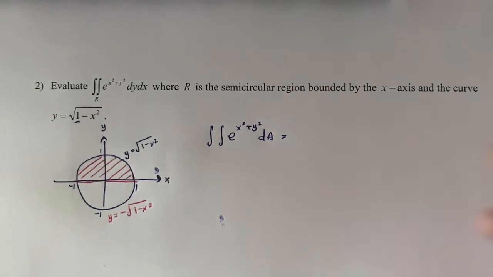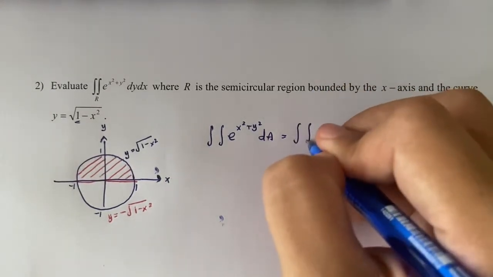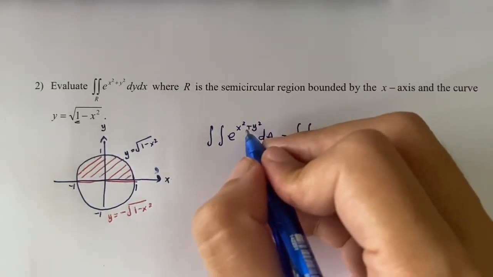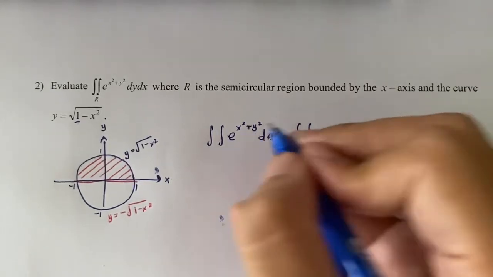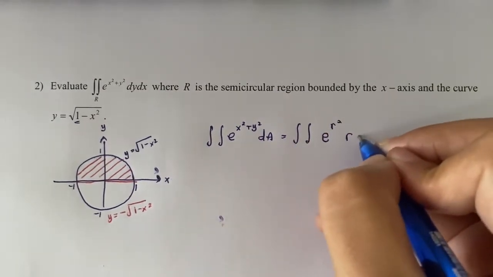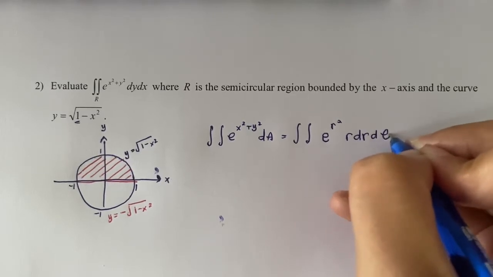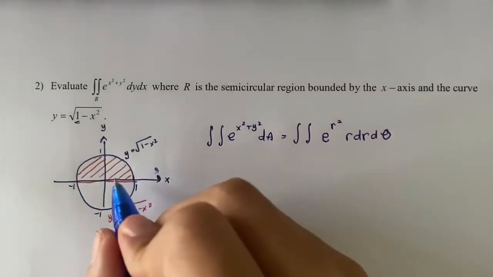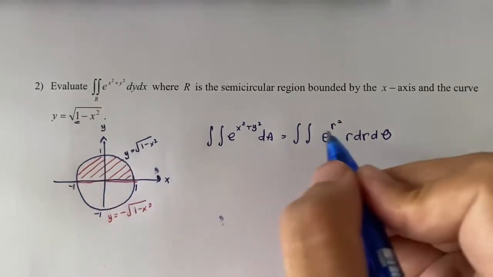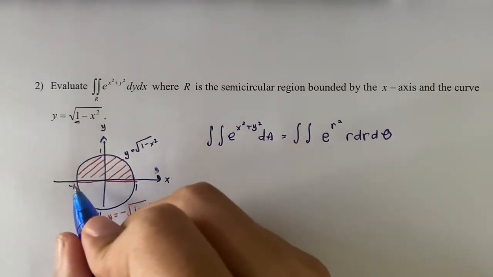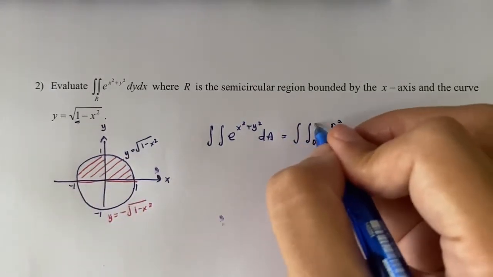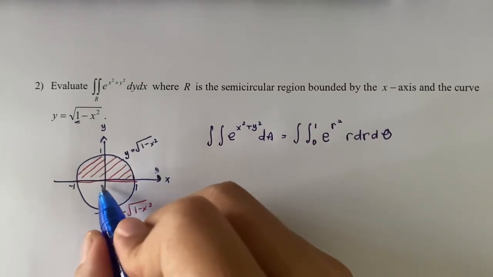Okay, and then you have the double integral of e to the x squared plus y squared dA. In polar form, we have the double integral, and then we have e to the, again, x squared plus y squared. As I showed before, it is equal to r squared. dA now is r dr d theta. Okay, and then what is our r limit? Our r limit is, okay, remember that r is radius, not diameter. So r is not from negative 1 to 1. It is from 0 to 1 instead. Radius is from 0 to 1.